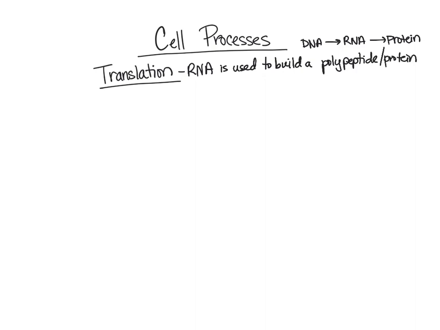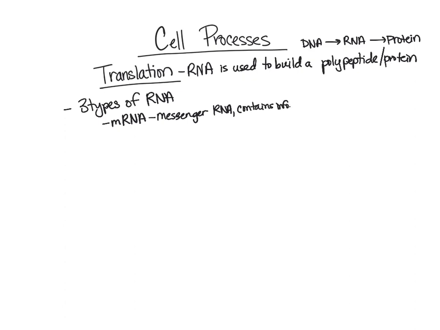And what do we need? We need 3 types of RNA. Remember our 3 types of RNA? All right, so mRNA, remember mRNA stands for messenger RNA, and this contains the information about the amino acid sequence in the protein.